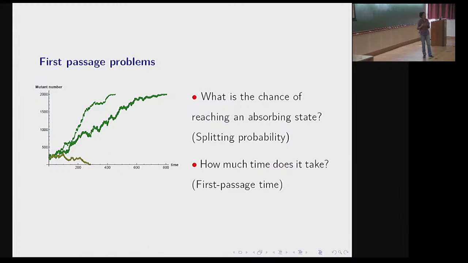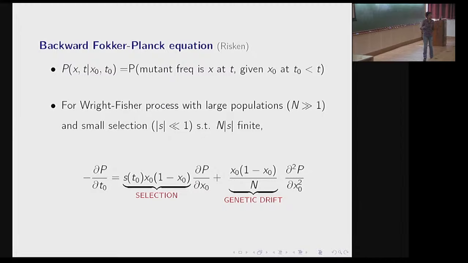So this brings me to what are called first passage problems. These are the stochastic trajectories in which, starting from the same initial condition and with some selection, in some trajectories this mutant became 0, in others it took over the population. The typical question one asks is, what's the chance of reaching an absorbing state? That means, what's the chance that the population spreads or gets lost? In physics literature, it's called splitting probability. In population genetics literature, it's called fixation probability. Another classical question is, how much time does it take for the population to spread? That is called first passage time. There are standard techniques to address them. Like you heard in the first lectures this week, we can write down the backward Fokker-Planck equation, which says the probability that the mutant frequency is x at some time t, given it was some x naught at the previous time.